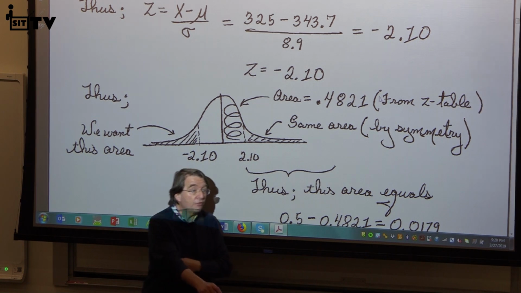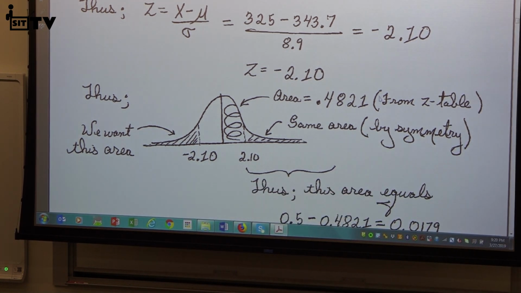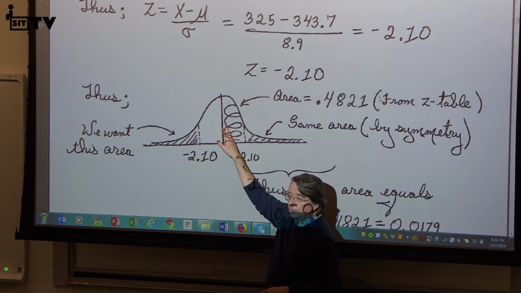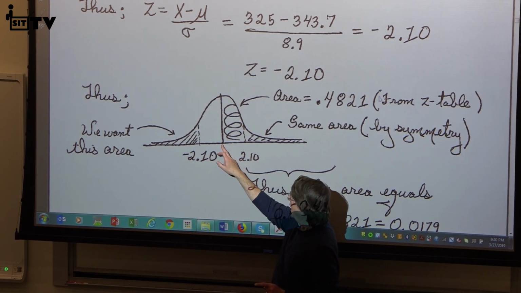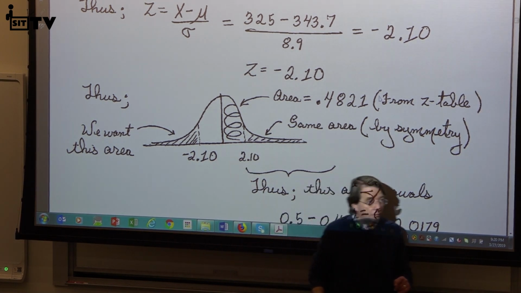Now, you might remember from our last lecture, but if you don't, it's okay because that was before spring break. You might remember that we have single-sided z-tables. So what I can get is this area here. So let's just do this once. I want the area from 0 to 2.10.